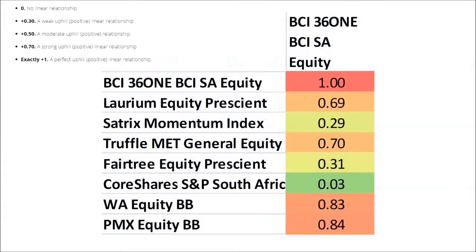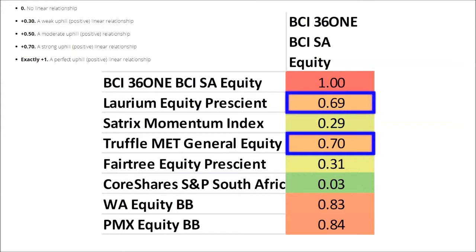So what this slide shows is that, for example, 361 obviously has a correlation to itself of 1, but its correlation to, for example, core shares is 0.03. So that shows an extremely highly uncorrelated style. Conversely, there's a reasonably high correlation between Truffle and 361 and Glorium and 361, but the positions are still sufficiently uncorrelated to make it relevant.